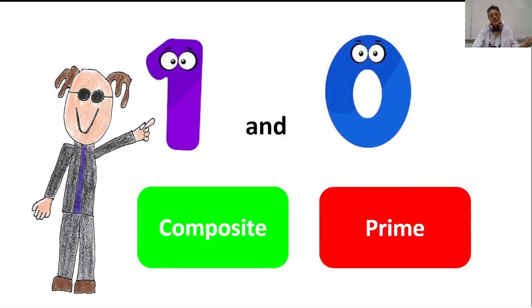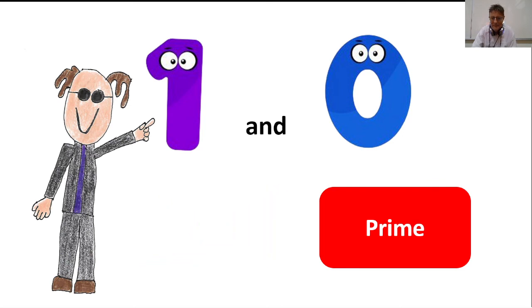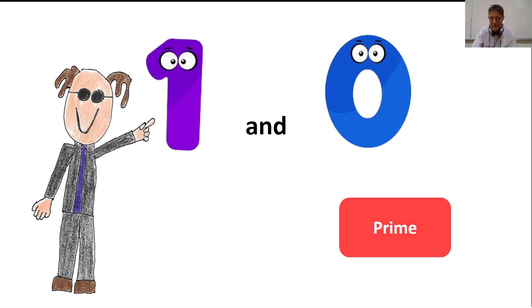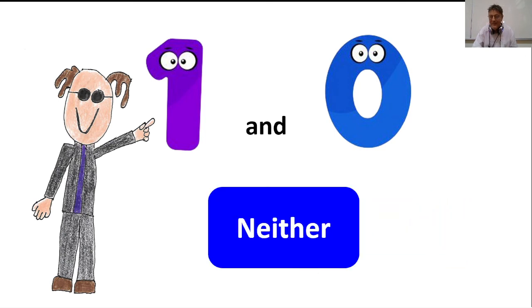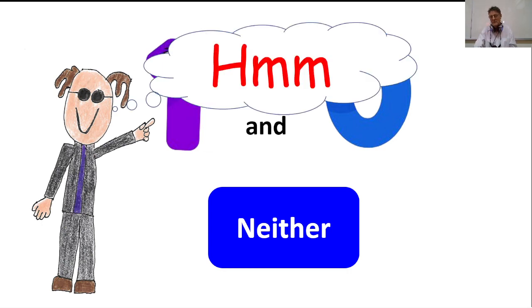Okay, but what about 1 and 0? We've not mentioned 1 and 0. Are they composite or prime? What do you think? Well, if you said prime, you would be wrong. They are neither composite nor prime numbers. They are special numbers. We will leave it at that.